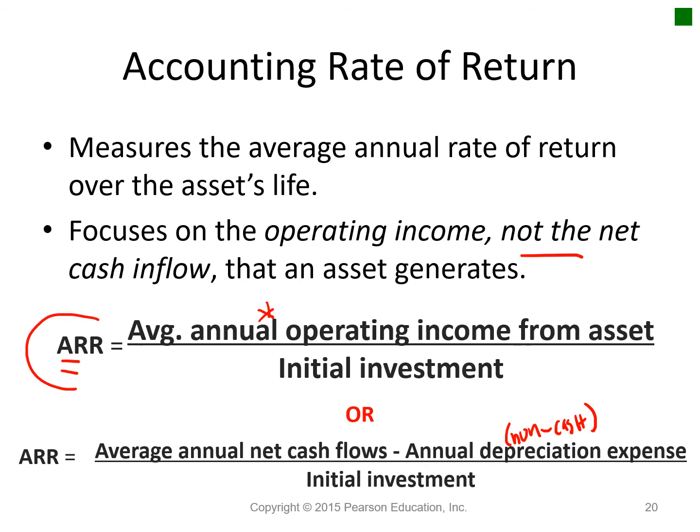Or we'll look at it a couple different ways. Or again, you take the average income from the asset that you're going to be investing, divide that by your initial investment, and then that'll give you your basic return.